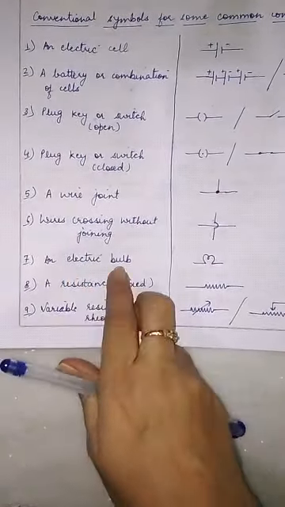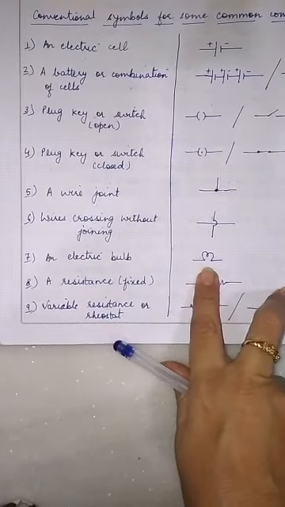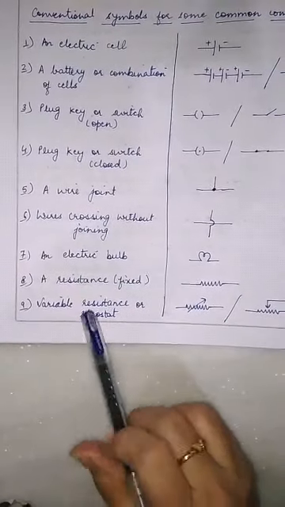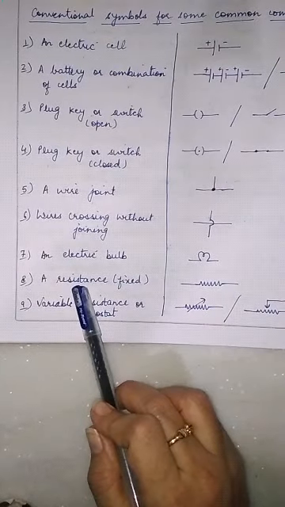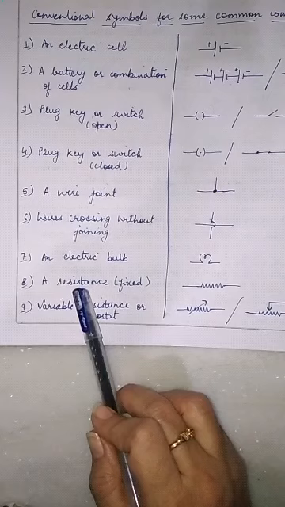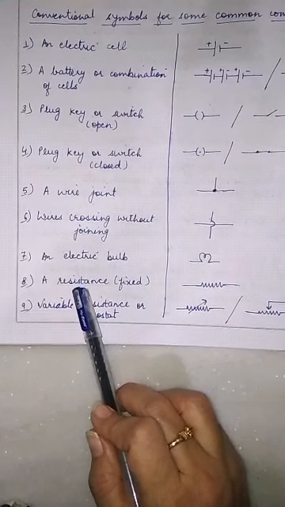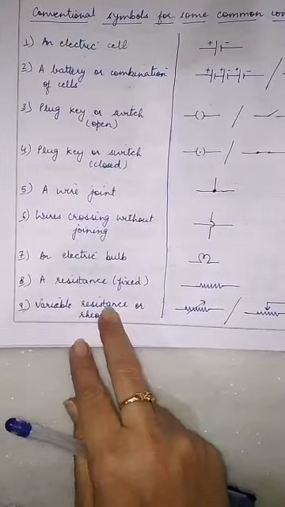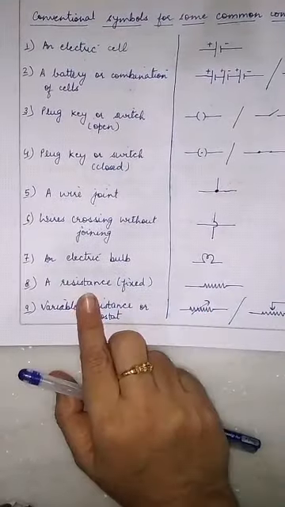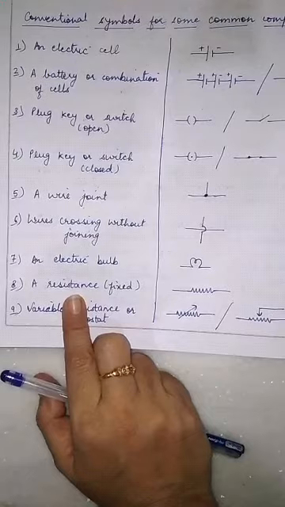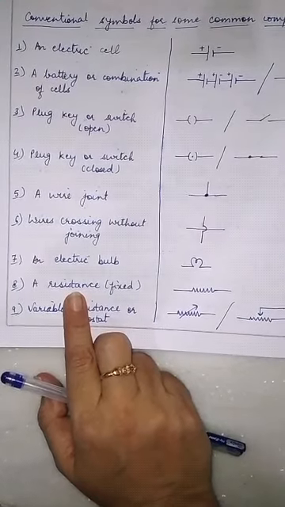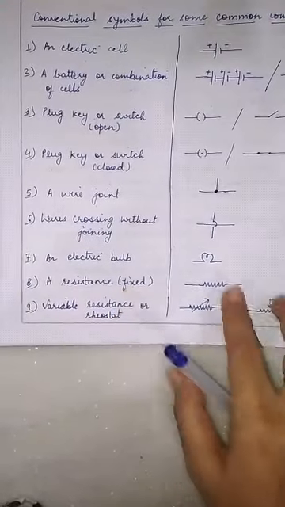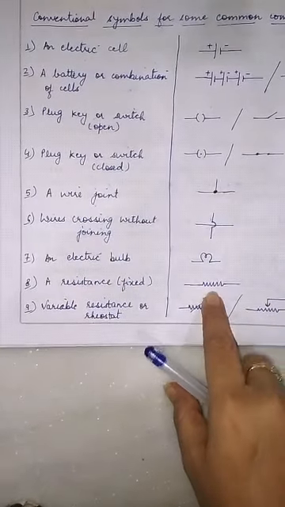Next is an electric bulb. This is the symbol of an electric bulb. Next, a resistance. A resistance is the obstruction or hindrance offered by a conductor to the flow of electric current. That is, anything which stops or resists the flow of current through a conductor is called resistance. If the value of the resistance is fixed, we can show it by this symbol.